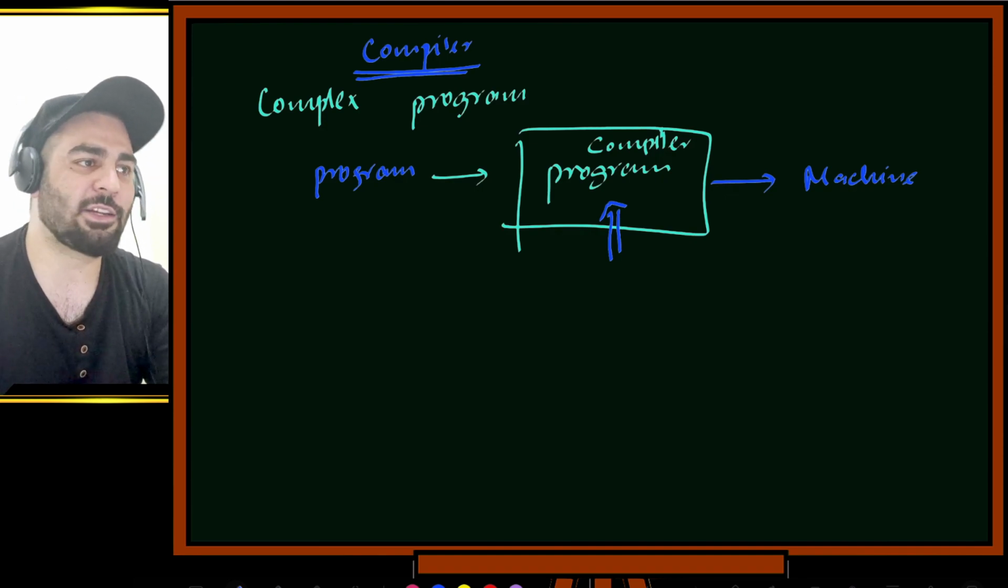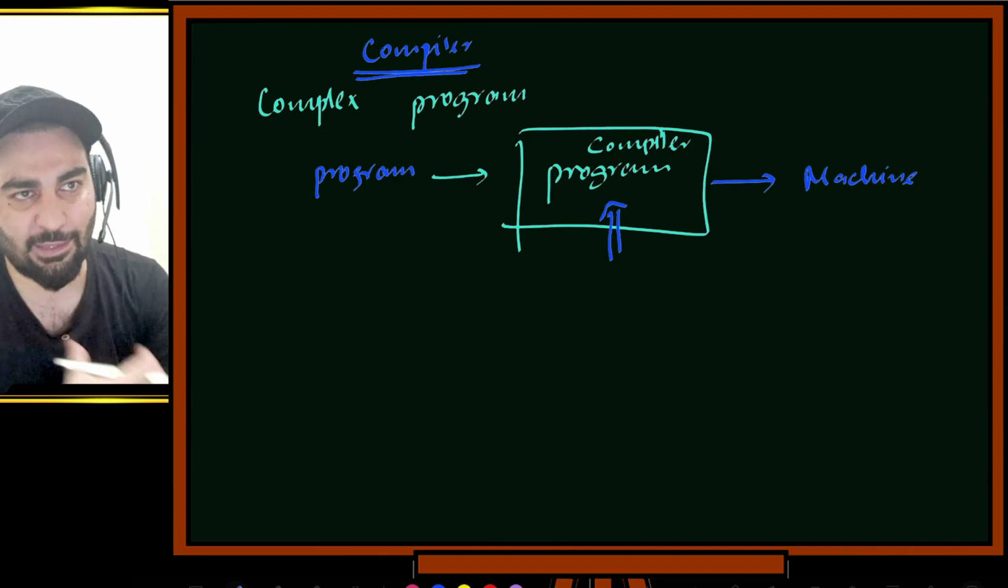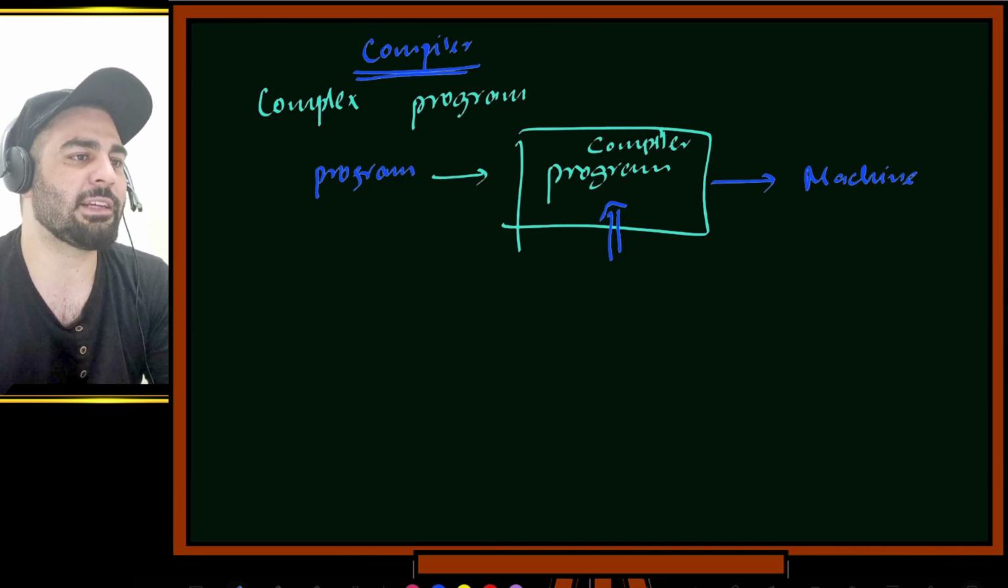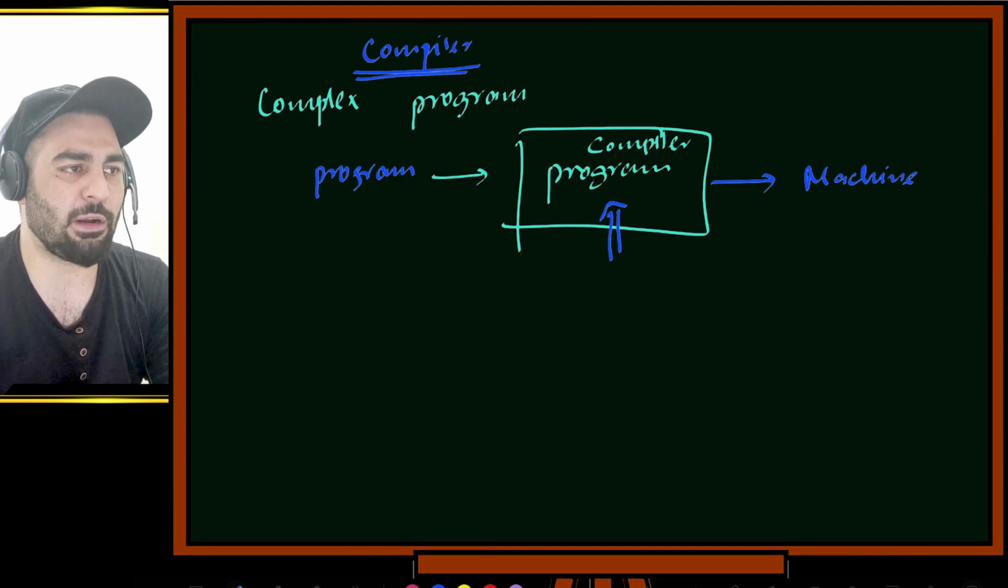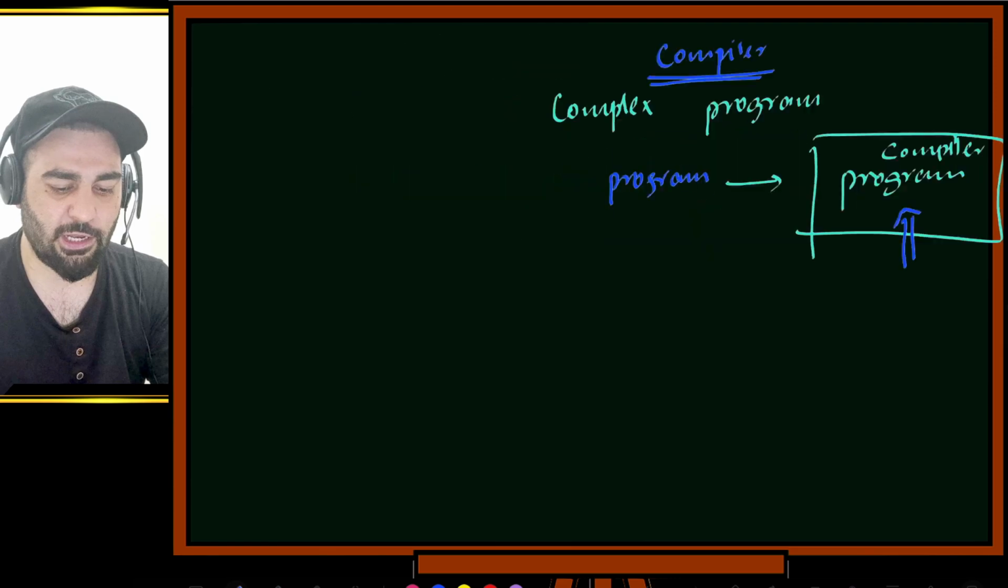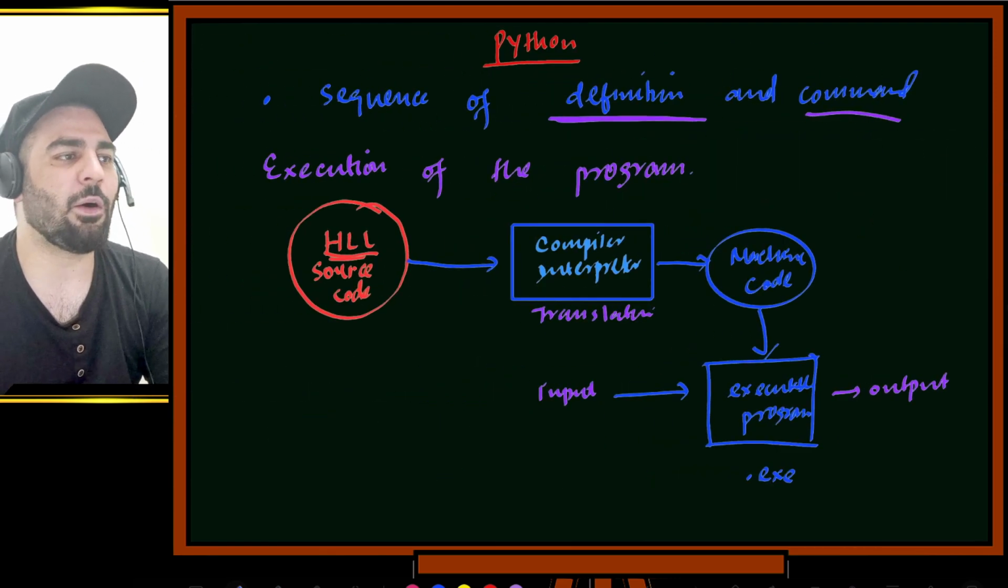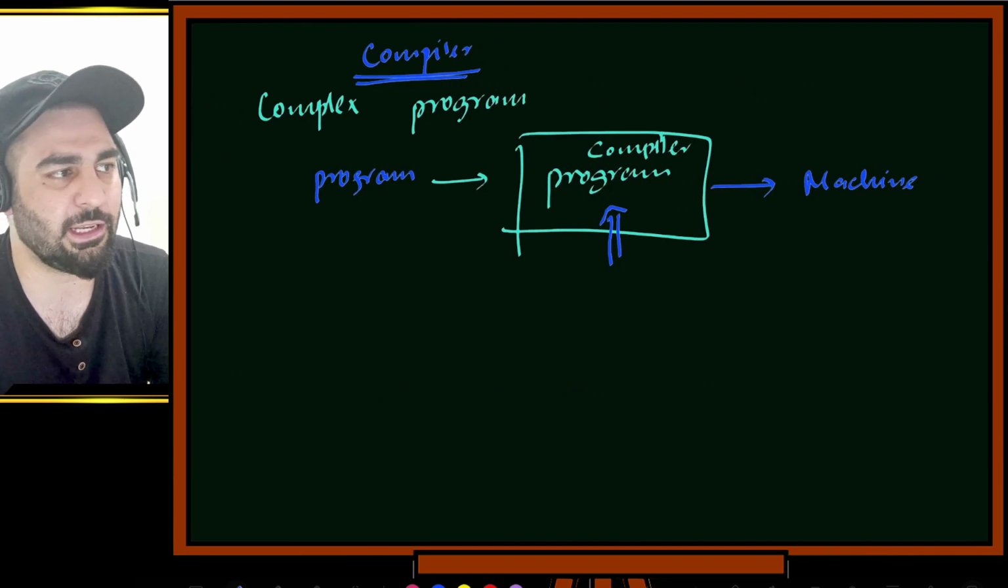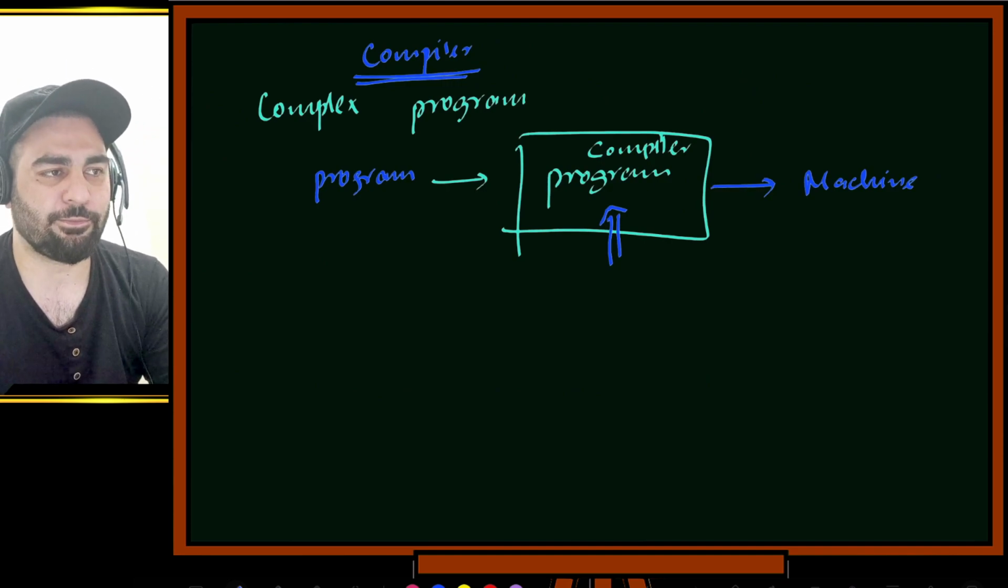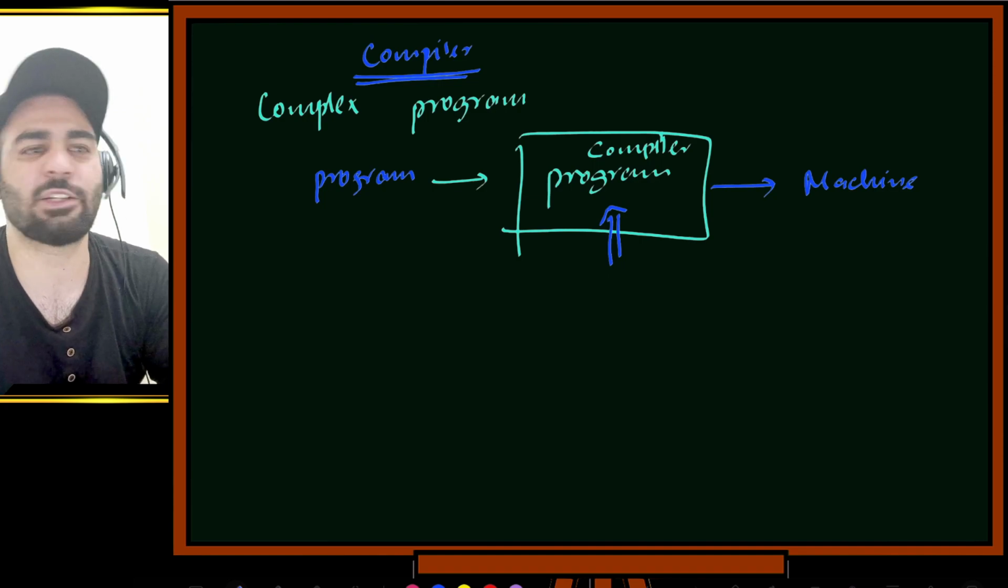So a compiler is a complex program that takes another program as an input, probably a high level language, and translates it into an equivalent program, that's machine code. Okay, so here if you see, you have the compiler. Now how does it do it? This high level program, the source code, results in machine code. Machine code can be directly executed on the machines.